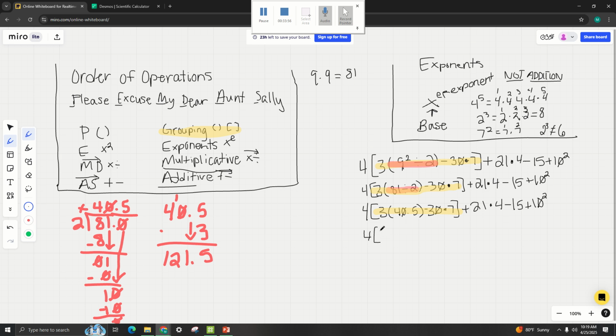So I'm going to write that, 121.5, and then I write the rest of this, minus 30 times 7, I'll make that really prominent, times 7. I close my square brackets, I can add 21, multiply by 4, subtract 15, and add 10 squared.